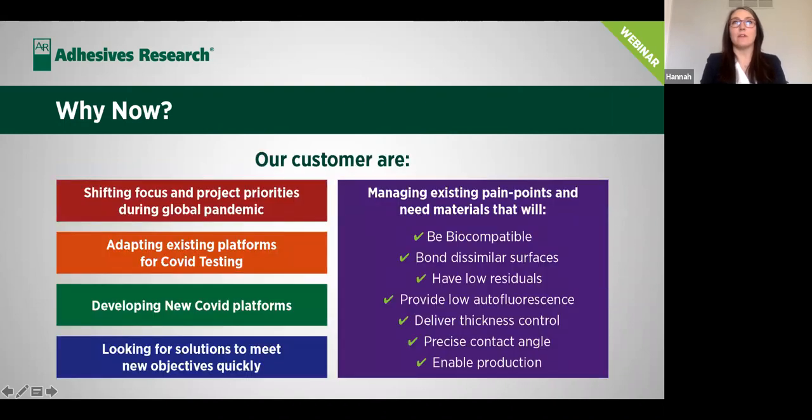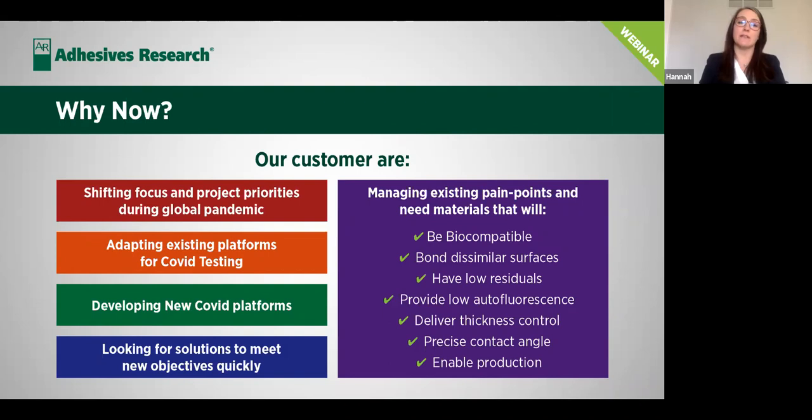And I think one of the things that we wanted to capture today are some of the challenges that we see that are common among our customers. There's certainly been a shifting focus of project priorities during this global pandemic. Adapting existing platforms for COVID testing is another theme we understand that our customers are struggling with and wanting to gain some speed to use existing technologies. Of course, developing new COVID platforms as well. And then looking for solutions to meet new objectives very quickly. So speed is a theme that will recur throughout our talk today.